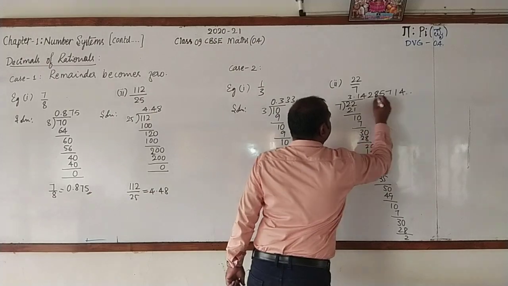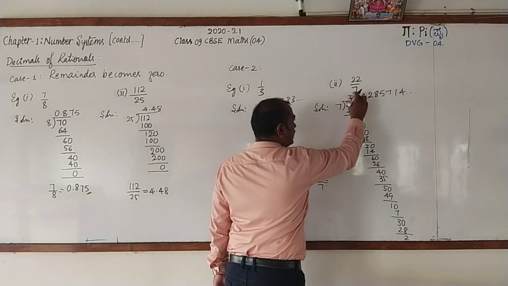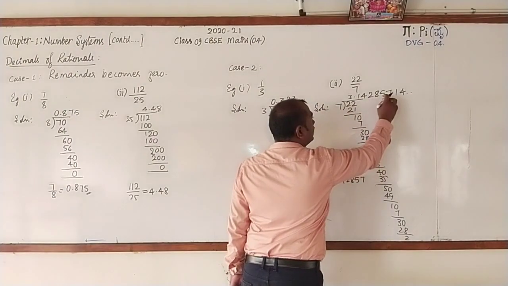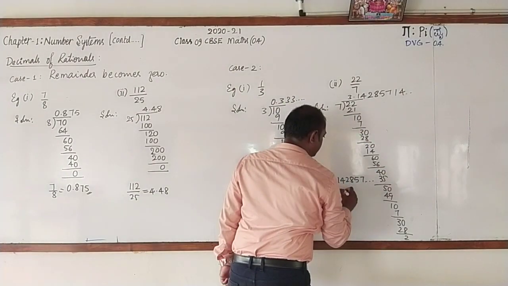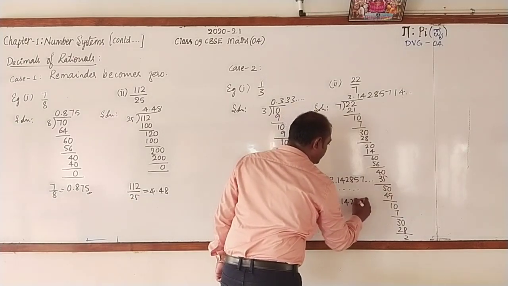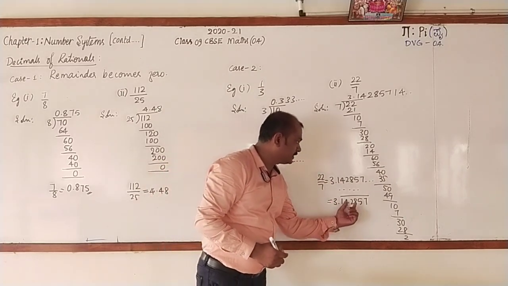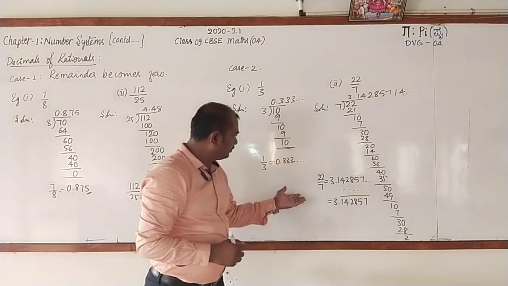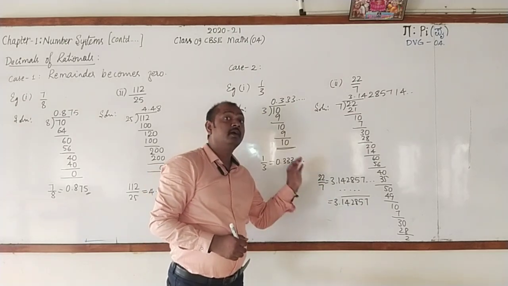Look here, 22 by 7, its value can be written as 3.142857, again 142857, and so on. Then this can also be written as 3.142857 bar. So for a repeating block, it is represented with a bar. So here, in both the cases, the decimal expansions are non-terminating, recurring.